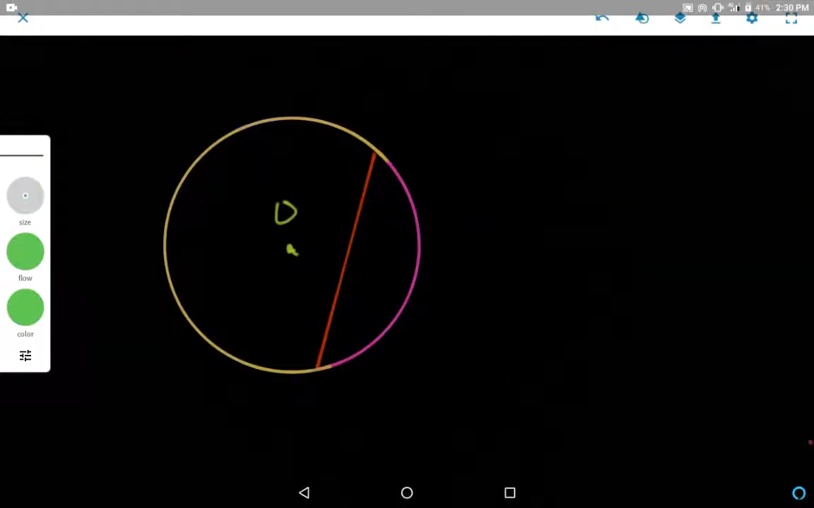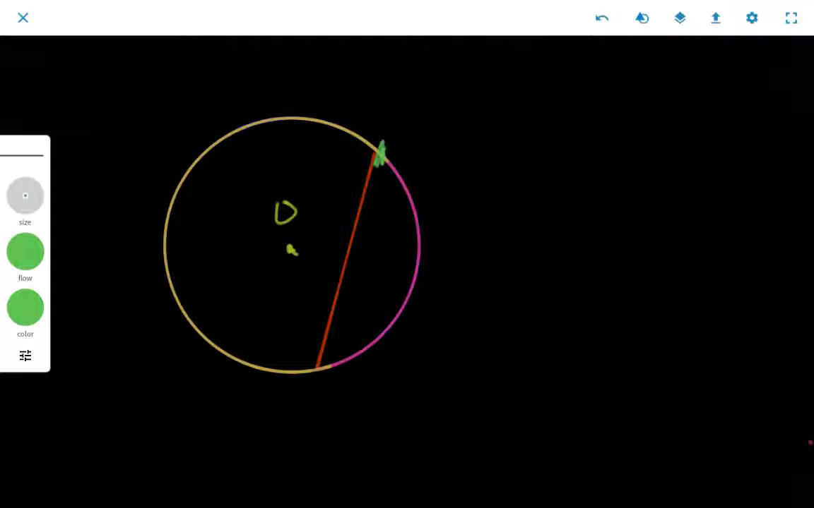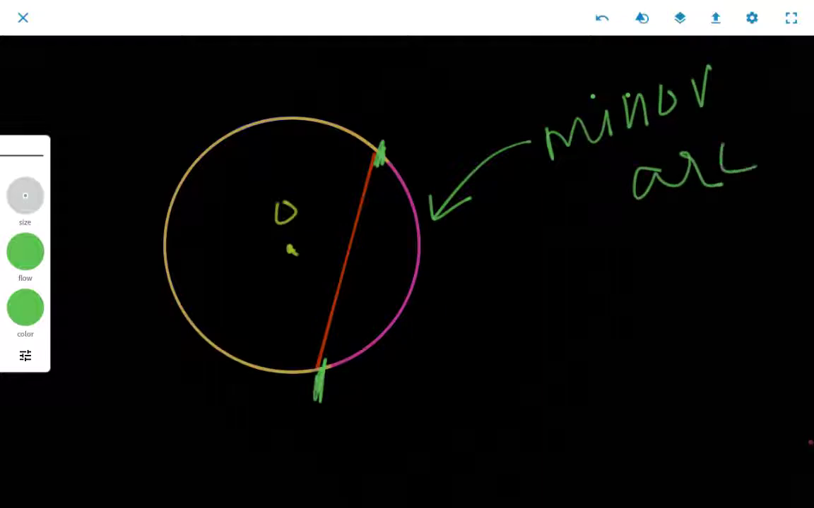As you can see, this is not perfect. Actually, this should end here. So this arc, as you can see, is called the minor arc. Now you would say, why am I teaching you all this? Because sometimes terminologies come and you have to score full marks on those. This thing is called the major arc.